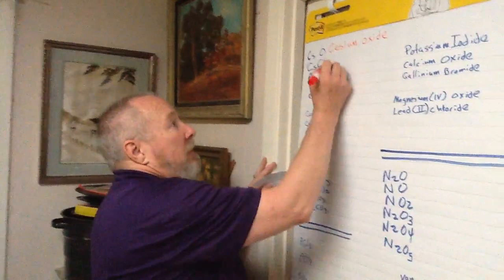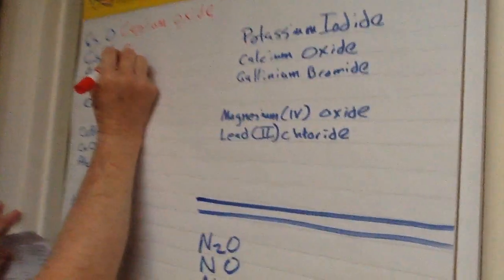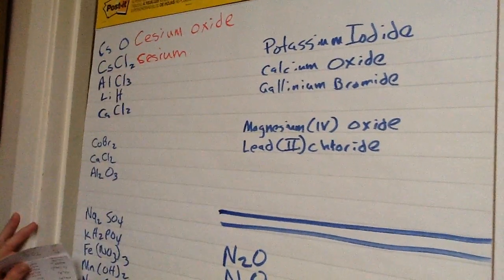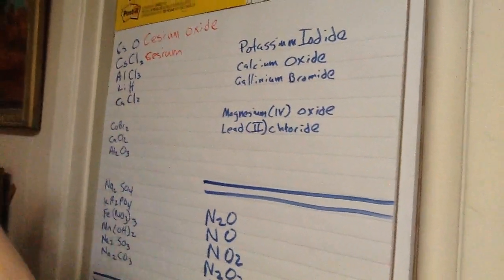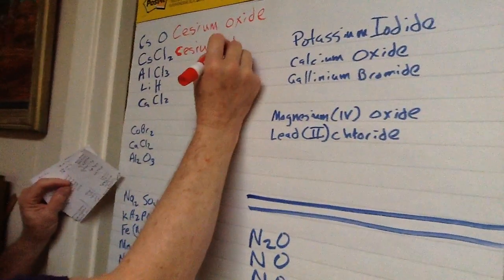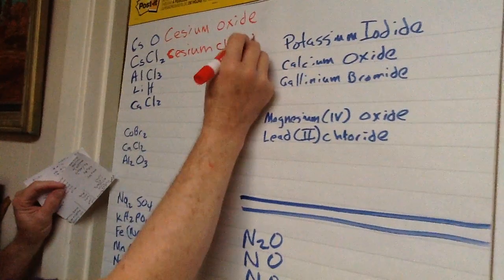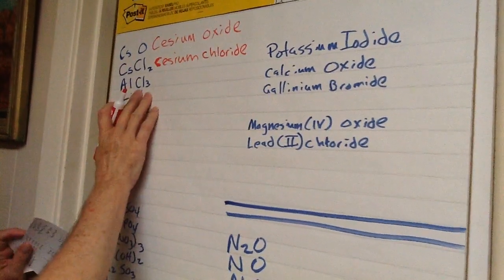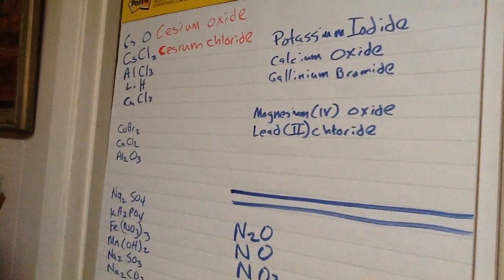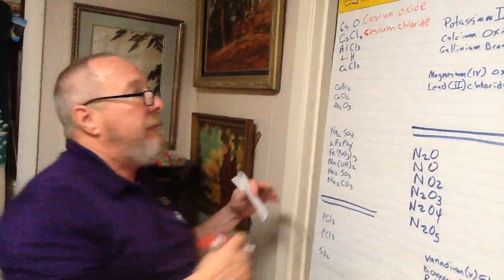The next one is cesium, I think, so I won't make mistakes. I'll put my glasses on, even though I'm writing big. Cesium chloride. Aluminum is my metal, my cation. It's going to form a +3 cation. It always forms a +3. It's a group 3A metal.